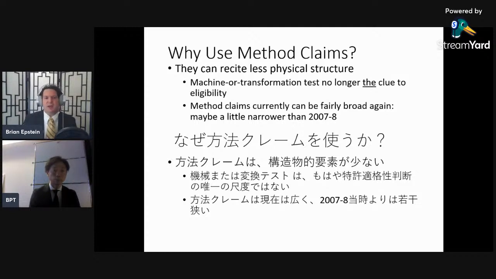And since that time, of course, we now follow the Alice v. CLS Bank case. And so method claims can be brought again. We don't have to recite a particular machine or transformation. Overall, I'd say it's maybe a little bit narrower than it was in 2007 to 2008. I don't know if that's Alice or if it's more of an evolution of just patentability. But basically, your method claims are going to be your broadest because they have less physical structure.